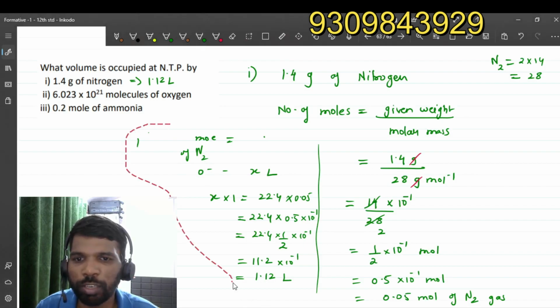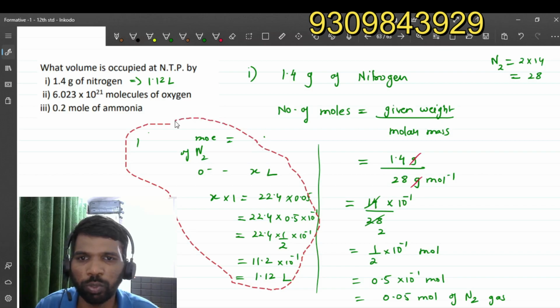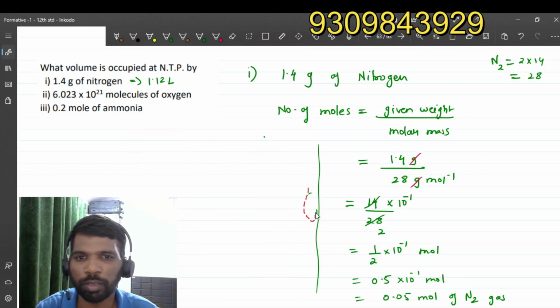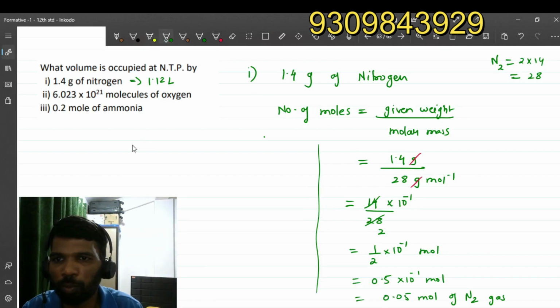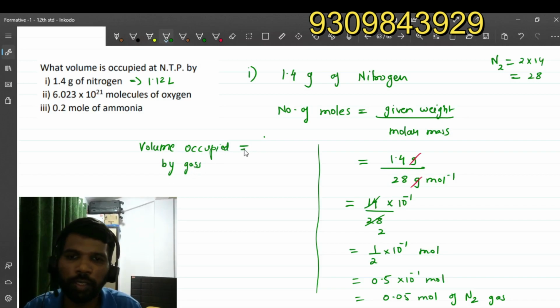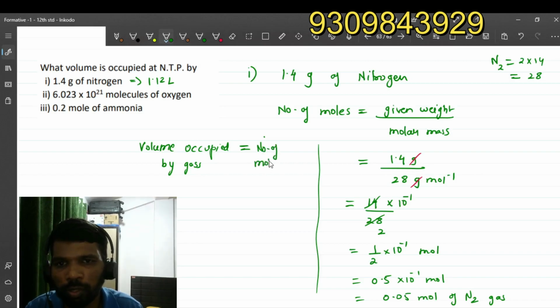If you want to do this using a formula, like we use cross multiplication. Actually, I use cross multiplication many times so that you understand the concept. So the formula is: volume occupied by gas is equal to number of moles multiplied by 22.4 liter. This is the whole formula.